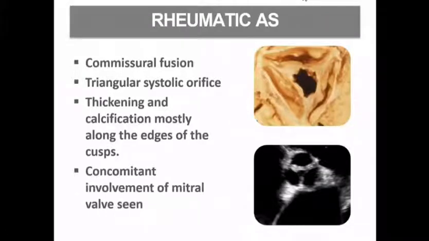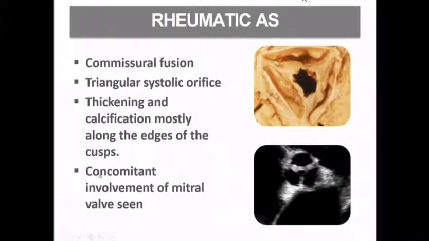As we know, the typical feature of rheumatic is commissural fusion, either of the mitral valve or of the aortic valve. This is the most diagnostic criterion for rheumatic. There is fusion of the commissures. So this was a triangular systolic orifice and thickening and calcification mostly along the edge of the cusp, and there is involvement of the mitral valve or the other valve.